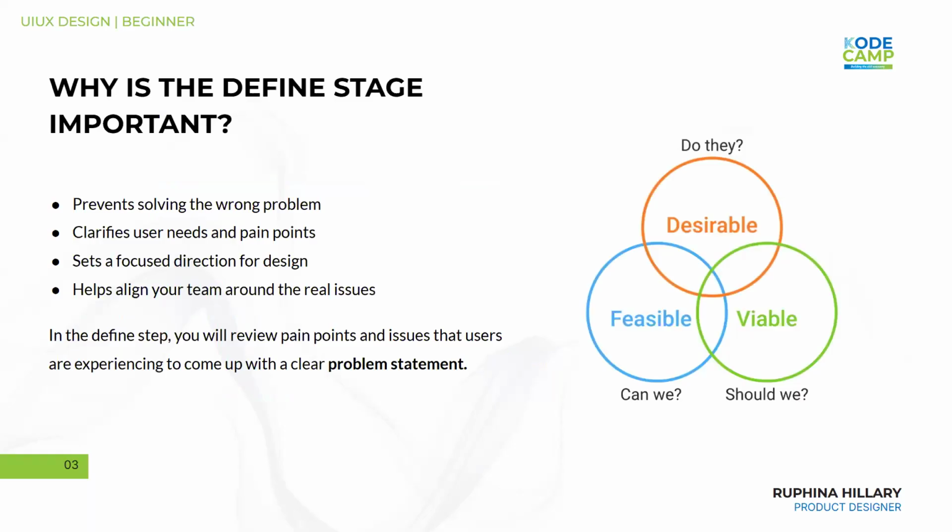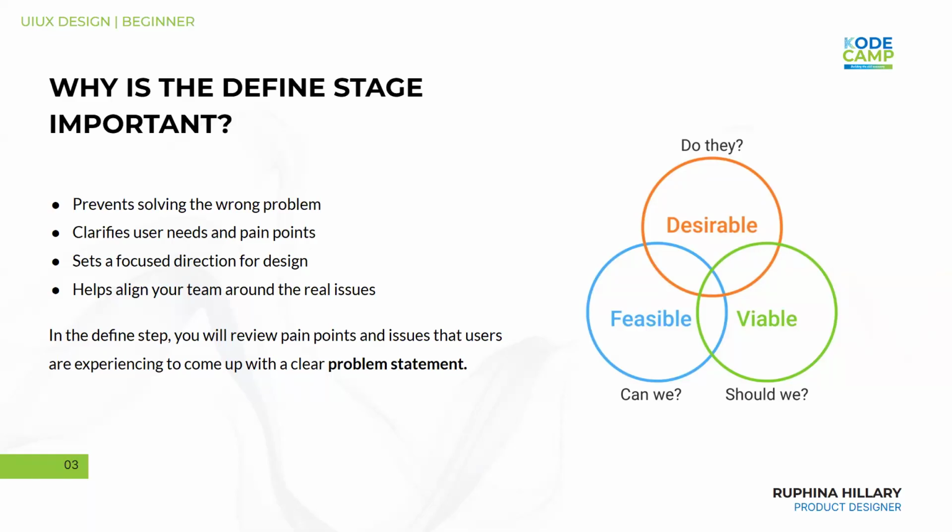So why is the define stage important? Why do we need to define? If you have gotten data from the user, why can't we just jump ahead to start looking for solutions? Why do we have to spend a lot more time defining the data we have generated? So one is to prevent solving the wrong problem. Like I've said before, when you empathize with users, when you talk to a lot of users, you're going to get a lot of feedback. You might identify 20 problems.